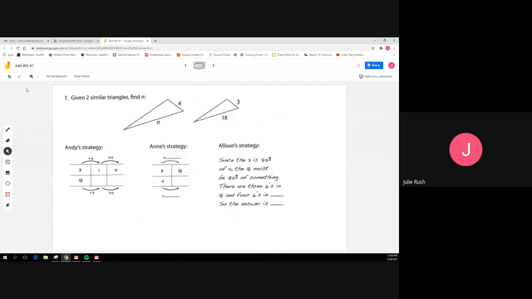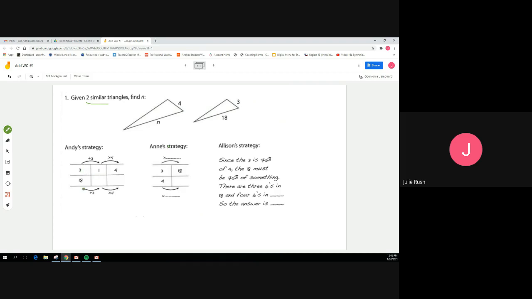And so we were given the triangles, and remember they're similar, which means they are a different size, but exactly the same shape. It also means that all their angles are the same measurement as well. So the first one is our big one, and it has a 4 and N, and then our other triangle is 3 and 18. And since they're similar, we know that these are proportional. Okay, so let's start with Andy.